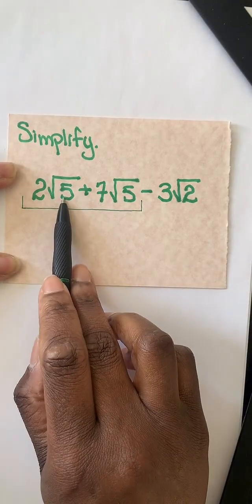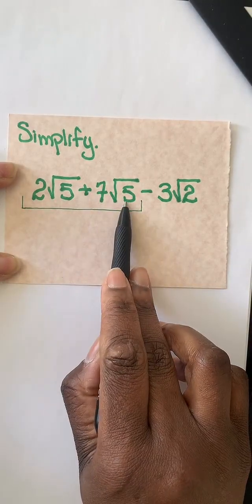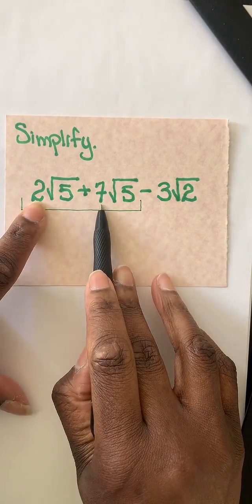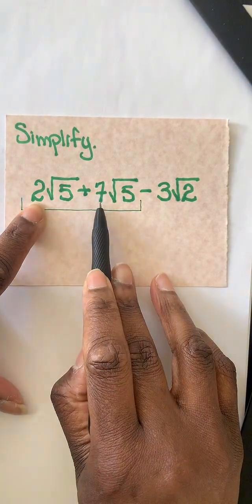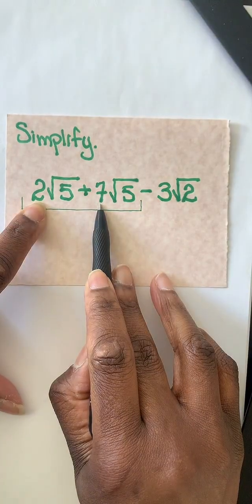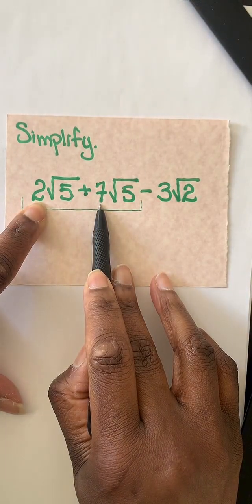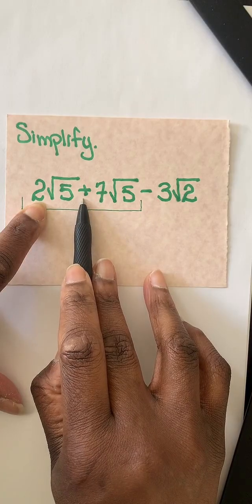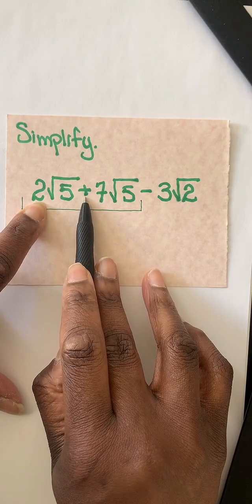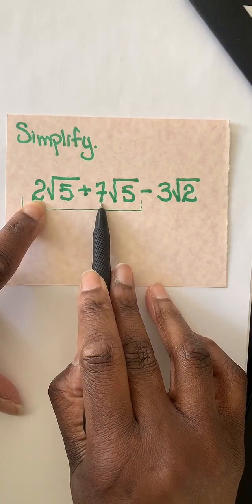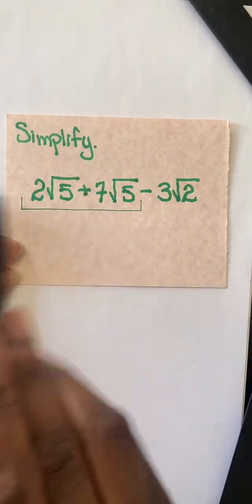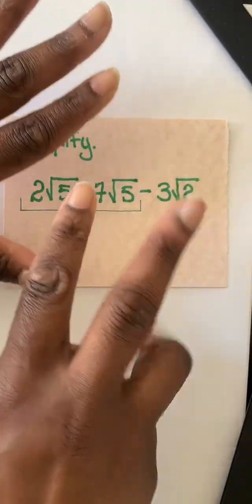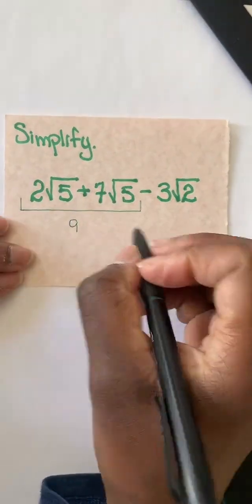So since this has a square root of 5 and this has a square root of 5, I can go ahead and combine what's called the coefficients, the numbers that are in front of your radicals. So how I'm going to combine them, I'm going to follow the operation that's splitting them up, the addition sign. So all I have to do is add 2 plus 7, which last time I checked gives me 9. Hold on. 7, 8, 9. Yeah, it gives me 9.